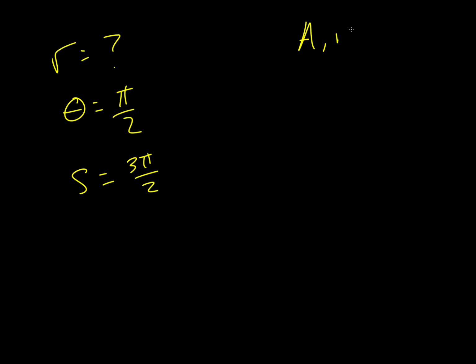So this time we don't know the radius, but we know that theta is equal to pi halves, and we know that s is equal to 3 pi halves. We want to know the area and the radius. So we'll find the radius first. We'll say s equals r times theta. We know s is 3 pi halves. That's equal to r times pi halves.